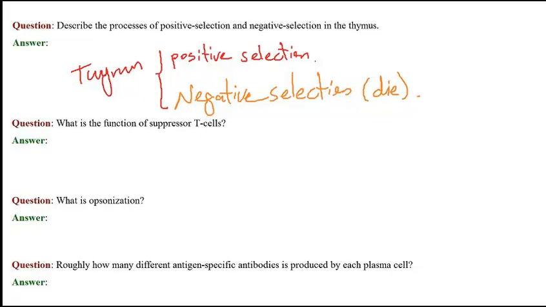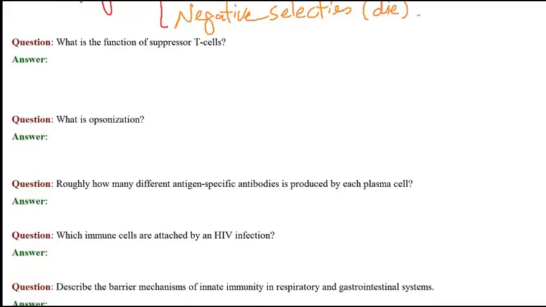The next question is, what's the function of suppressor T cells? So these are regulatory lymphocytes that dampen the response of B and T cells. And so basically these suppressor T cells are being released following an infection so that it can bring the immune system back to the baseline.